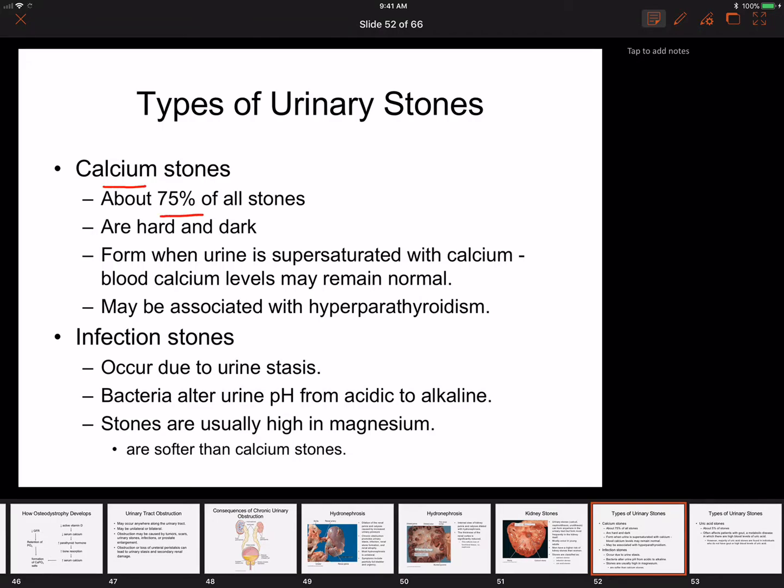They affect about 75% of all stone patients. They are hard, they are dark, we can see them in an X-ray for the most part, and they block anywhere in the kidney. Now, when urine doesn't move, that means bacteria may find it an attractive medium to grow, and when bacteria grow, they can produce their own stones, which are magnesium stones as opposed to calcium stones.